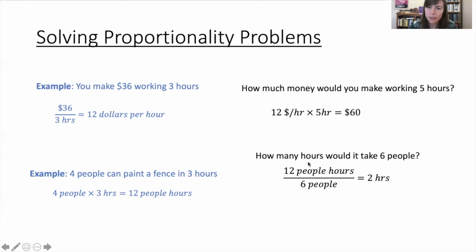And again, you can think of this 2 ways in knowing what to divide or whether to divide. You can say, all right, I want to end up with hours. I have people hours. So the units just mean I should cancel out the people. So I should divide by the number of people.